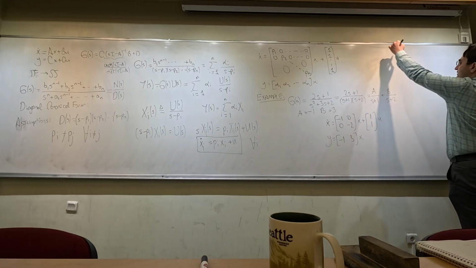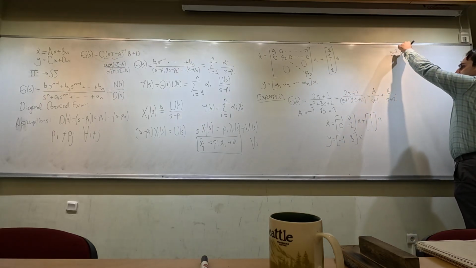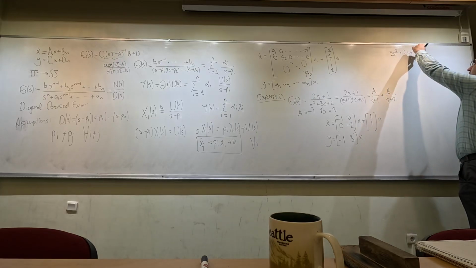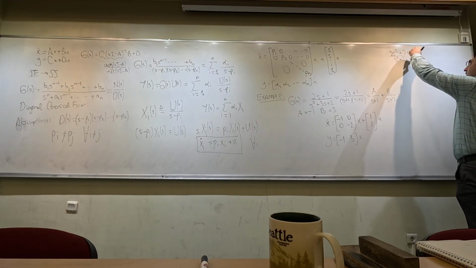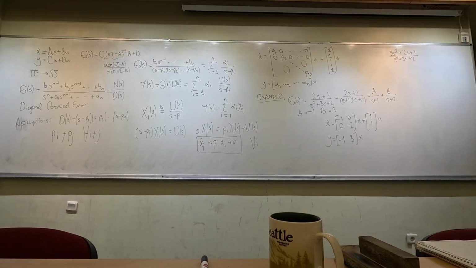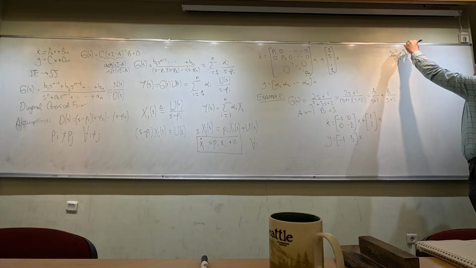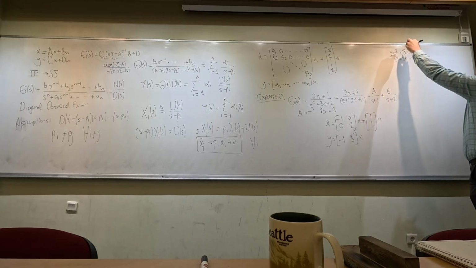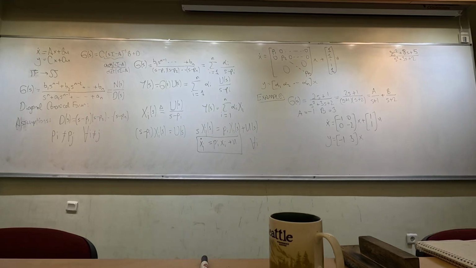So let us say that instead of this, I had the following: 2s squared plus 2s plus 1 divided by s squared plus 3s plus 2. Okay. So here I will instead write this 8, and I will write here, let me say 5. Okay. So let us say that I would like to find the state space representation for this quantity.